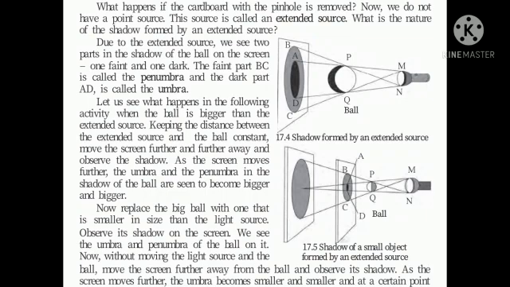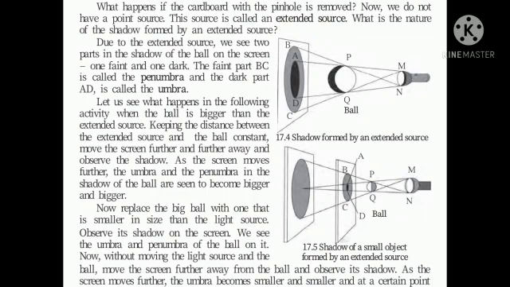The darker part of the shadow is known as the umbra, and the fainter, meaning lighter, part of the shadow is known as penumbra. When the screen is moved away from an object which is bigger than the extended source of light, the size of both the shadows, umbra and penumbra, goes on increasing.